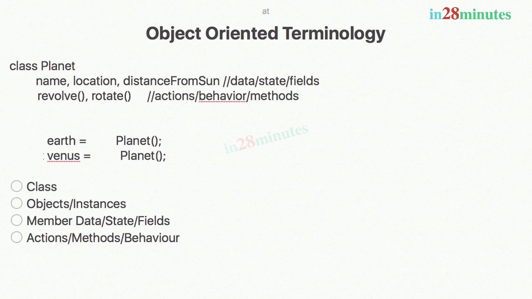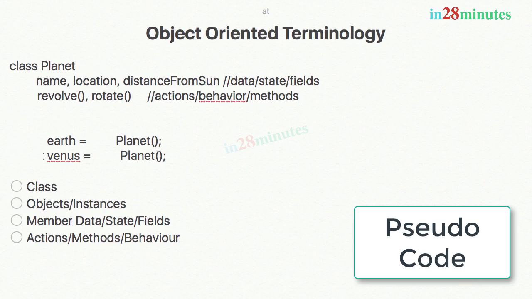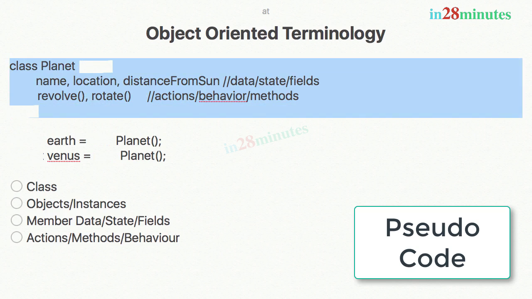Welcome back. In this video, let's talk about what are the different terminologies which are associated with object-oriented programming. In the previous video, we learned that object-oriented programming is all about objects, the state of the objects and the behavior. What we are seeing in here is a simple class.